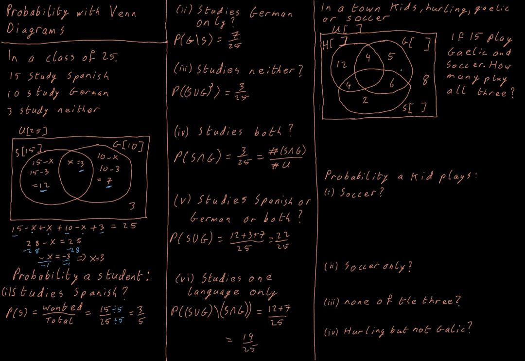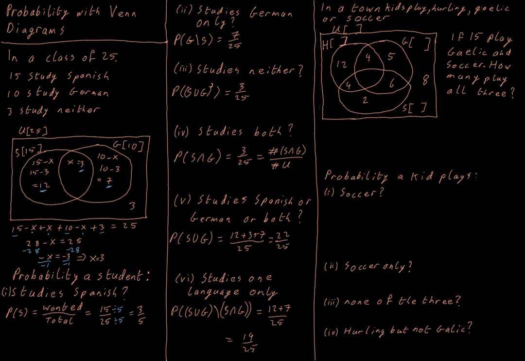Now, if we get a question involving 3 sets, we do exactly the same thing. Nothing changes. We're just going to do another example so we can see it in action. In a town, kids play hurling, Gaelic, or soccer. I should say play. So kids play hurling, Gaelic, or soccer in this town.